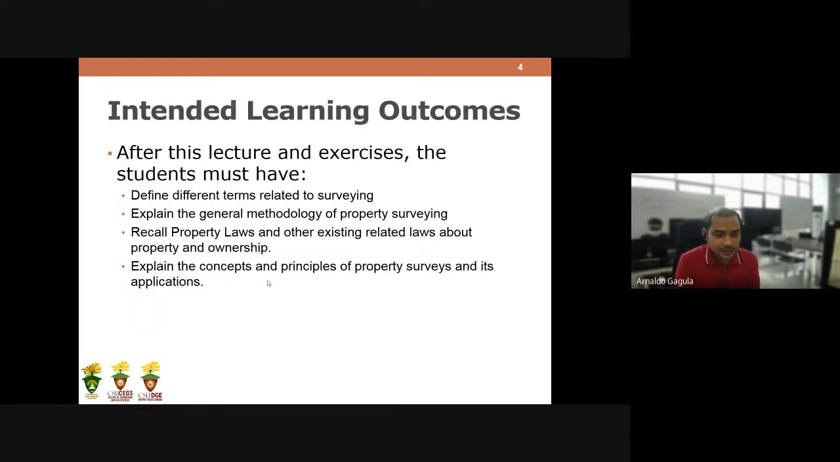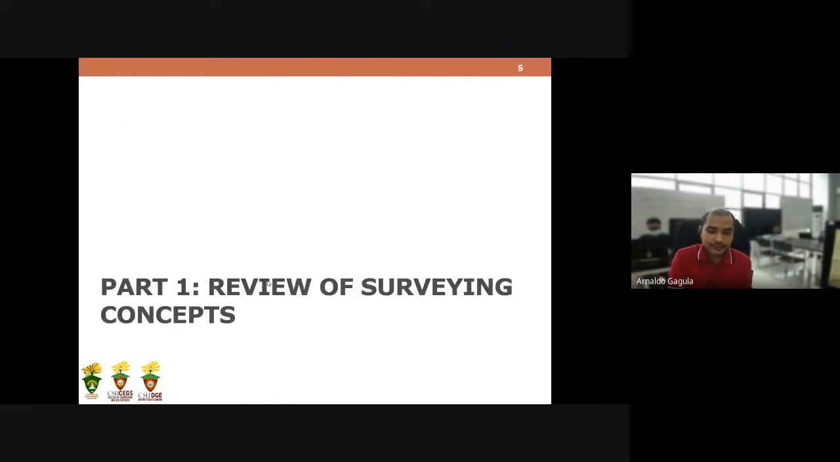After this lecture, these are the expected outputs from you. You, the student, must have first defined the different terms related to surveying. Second, explain the general methodology of property surveying. Next, recall the property laws and other existing related laws about property and ownership. And lastly, explain the concepts and principles of property surveys and its applications. So without further ado, let's start with Part 1, which is all about the review of the surveying concepts.